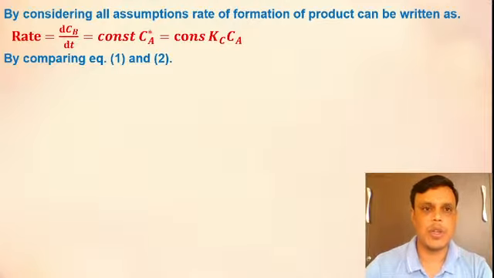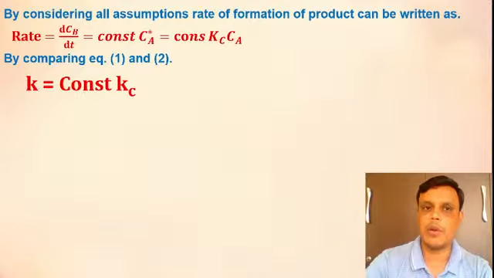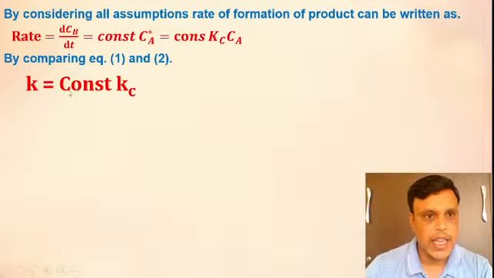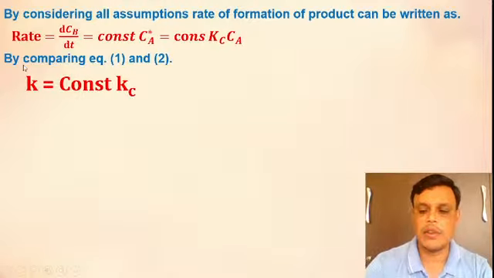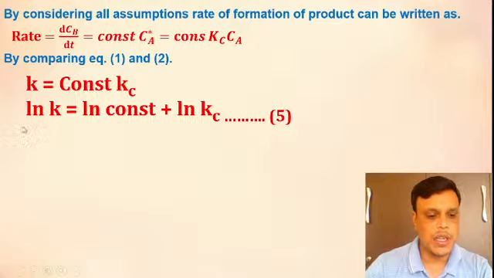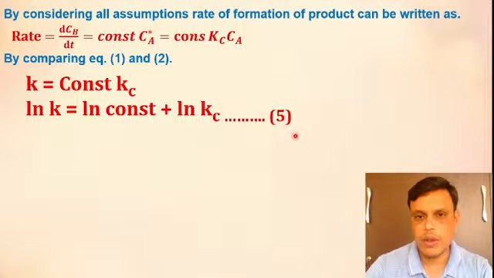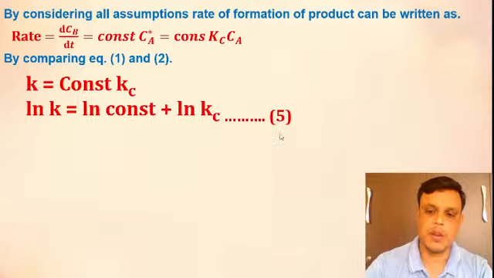Now we will compare equation number 1 and 2. We will get K is equal to constant Kc, and if we solve this equation, ln K is equal to ln constant plus ln Kc. This is our equation number 5.